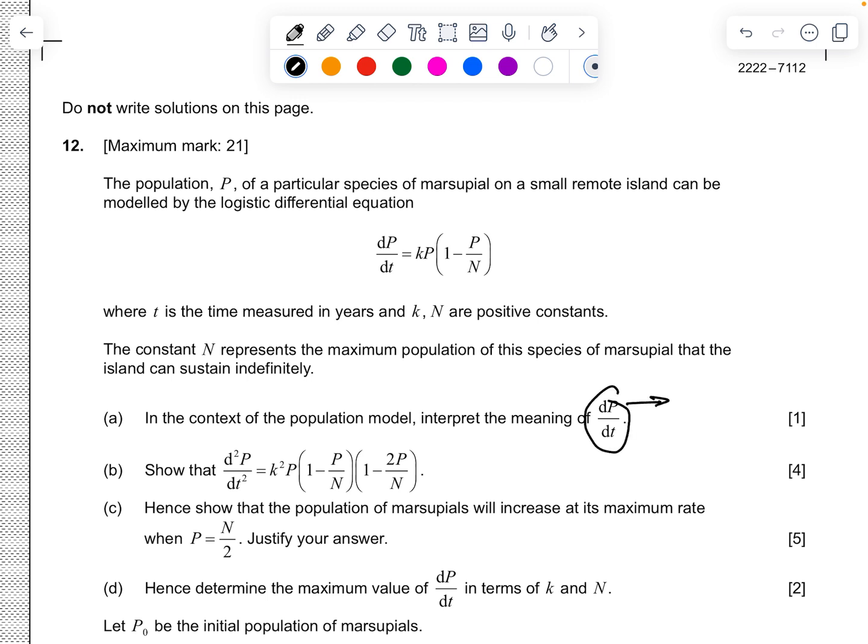So dp, what is p over here? The population of the species. So dp upon dt is going to be nothing but what? Rate of change of population, change of population with respect to time. WRT means with respect to time. Then show that the second derivative equals this.